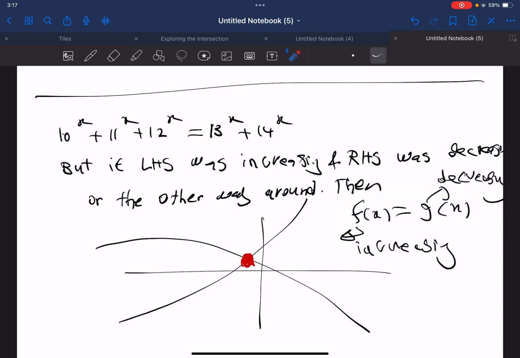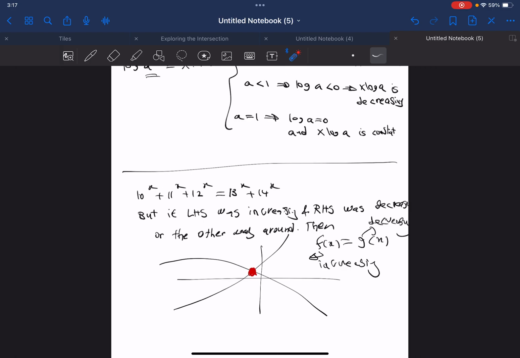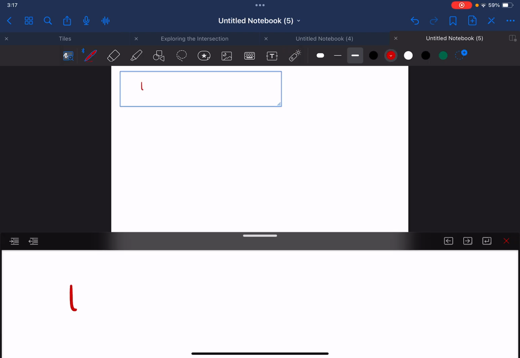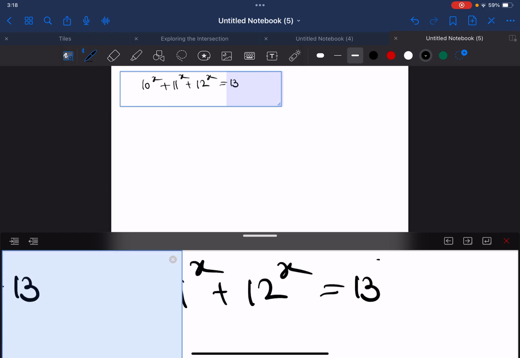Here we have a similar situation. We have f of x equal to g of x, but the issue is that both sides are increasing, and I cannot use this argument. However, there is a simple trick to actually fix this, to bring it into the shape that we can use the argument I just showed you. 13 to the power x plus 14 to the power x.